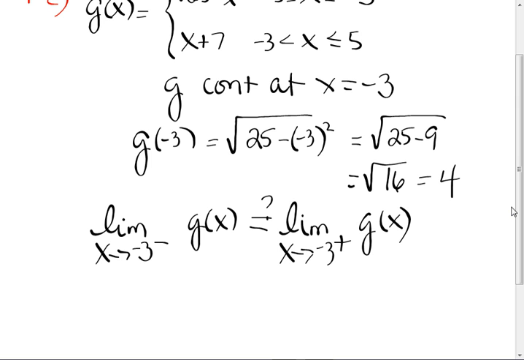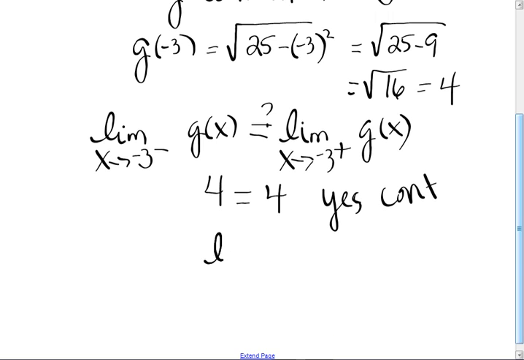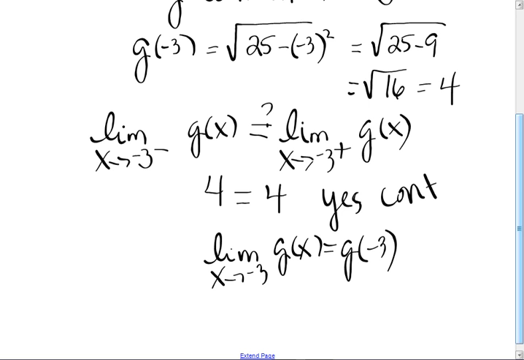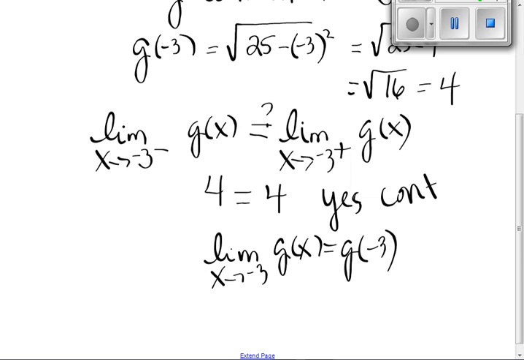So the limit from the left is 4, and the limit from the right is 4. Yes, it's continuous. That limit, which exists, equals g of negative 3, which is the value of the function. Done.